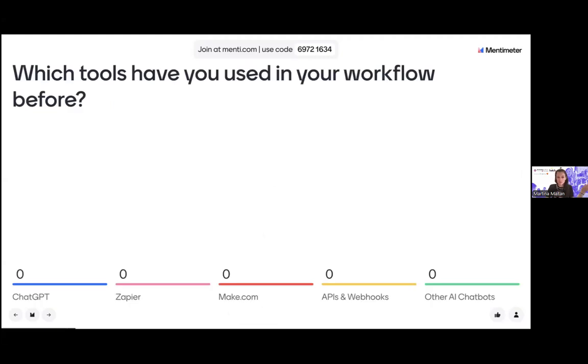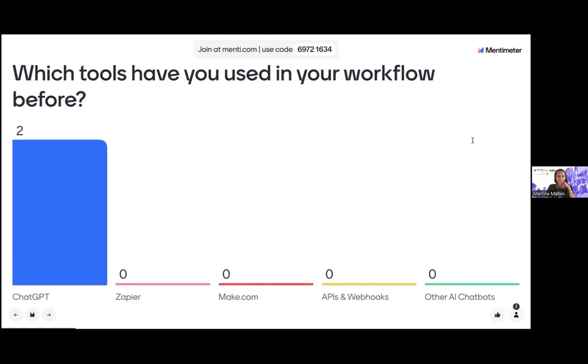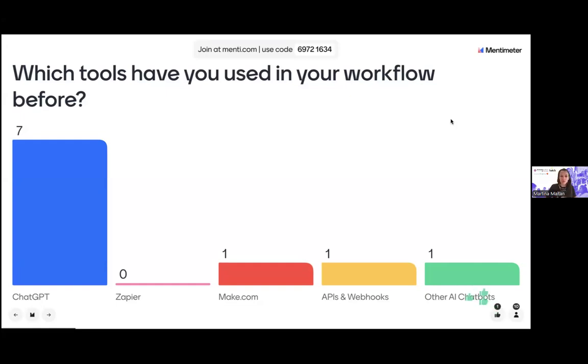So which tool have you used in your workflow before? Some of these are low-code and no-code platforms. I remind everyone, yeah, I see ChatGPT already starting to come up with some numbers. ChatGPT has customization availability, unfortunately only when you have a subscription, a monthly or yearly membership. Somebody has used make.com, API and webhooks. You already know at least what it is.